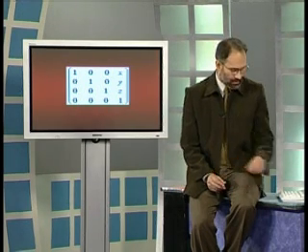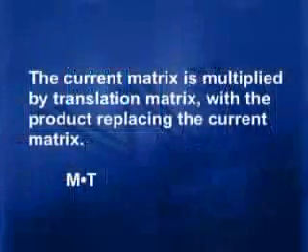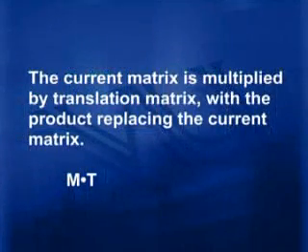Just map it to whatever our discussion has been about the translation, where we specified these factors to be tx, ty, and tz, symbolizing for translation. The t was used. But the basic idea is that OpenGL has made use of the very same idea that we talked about in our theoretical discussion of translation. The current matrix is multiplied by translation matrix with the product replacing the current matrix.